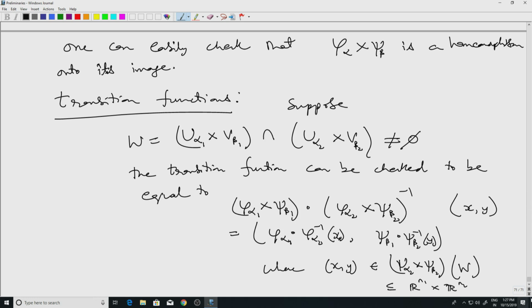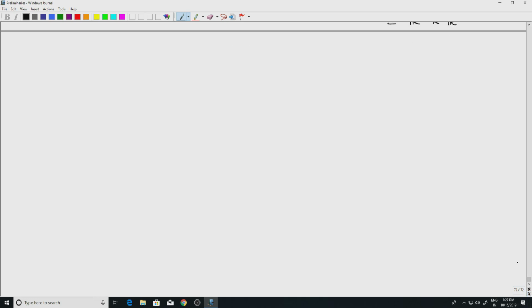So therefore the transition maps are smooth, and that pretty much concludes the list of simple examples that we have.